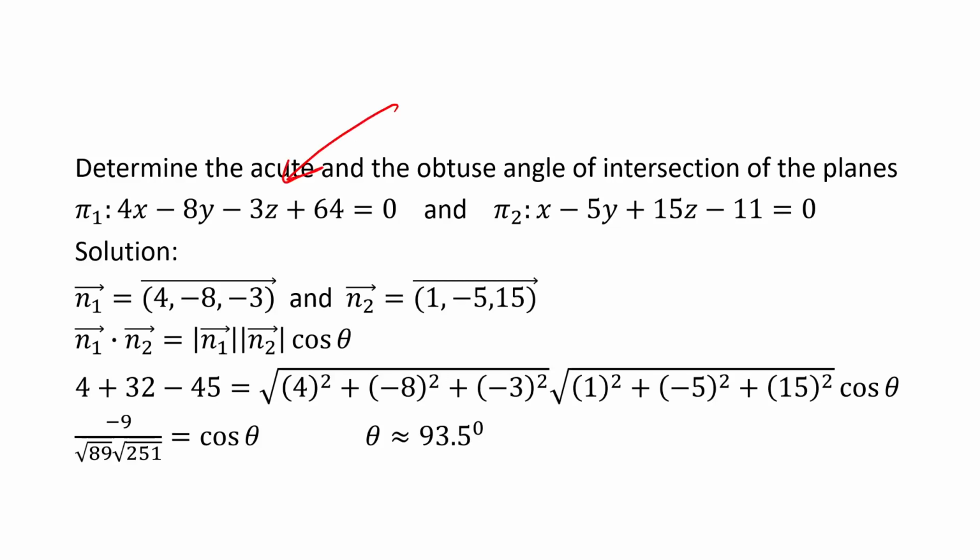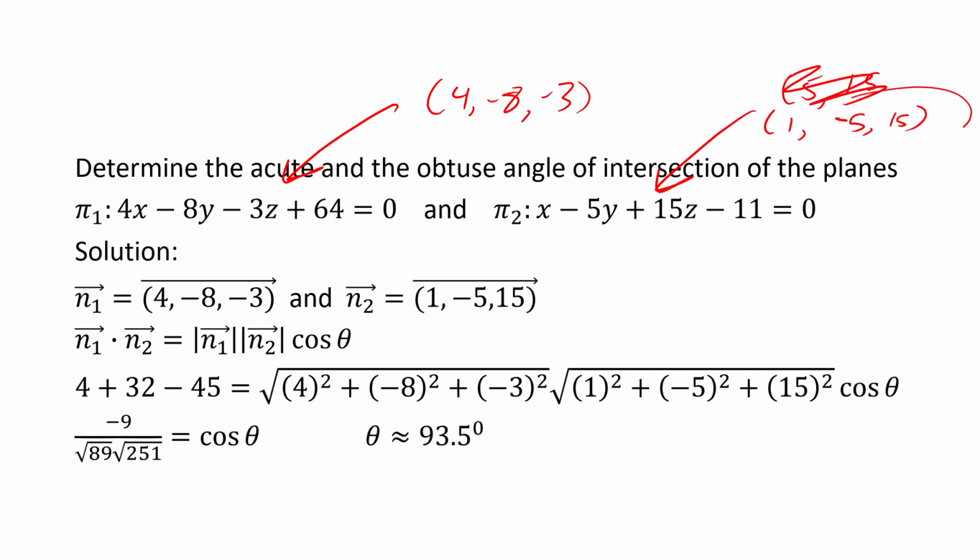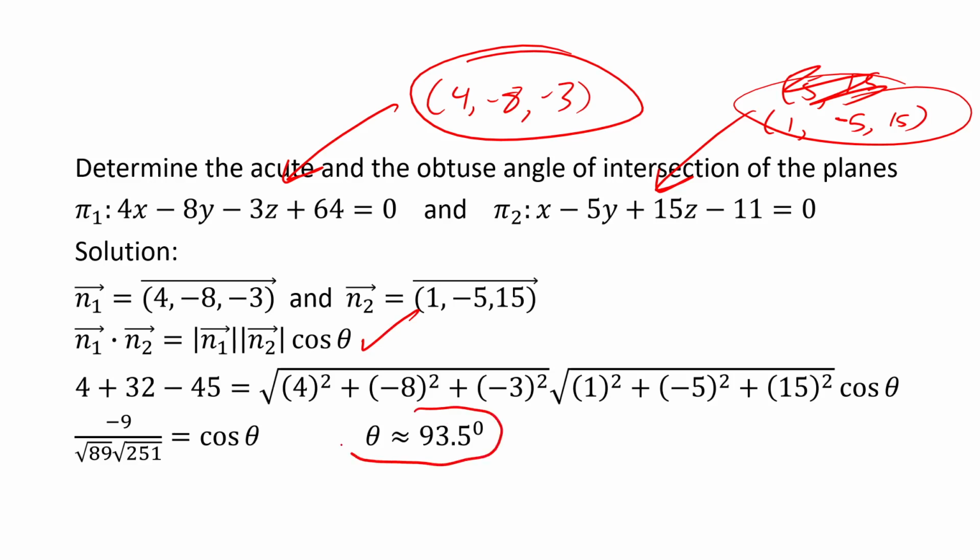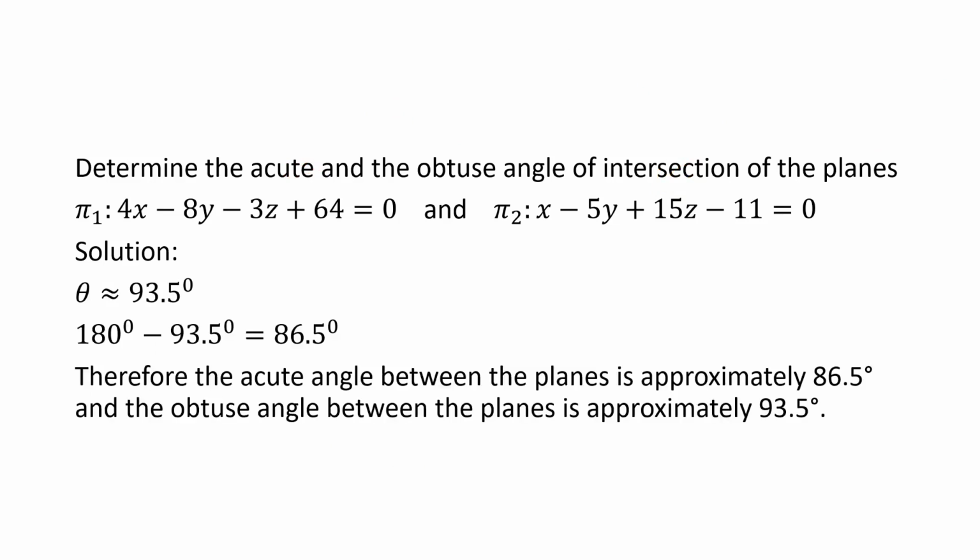The normal vector of the first plane is simply (4, -8, -3). And the normal vector of the second plane is simply (1, -5, 15). So all we have to do is use the dot product to get the angle between those vectors, and that'll give us the angle between the planes themselves. So we know n1 dot n2 will equal magnitude of n1 times magnitude of n2 times cos theta. And ultimately, we'll get that theta, after doing cos inverse, is roughly equal to 93.5. Well, that's an obtuse angle. The acute angle will be 180 minus 93.5, which is 86.5.